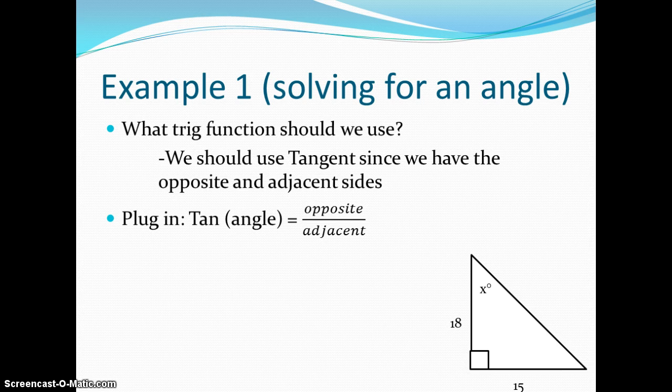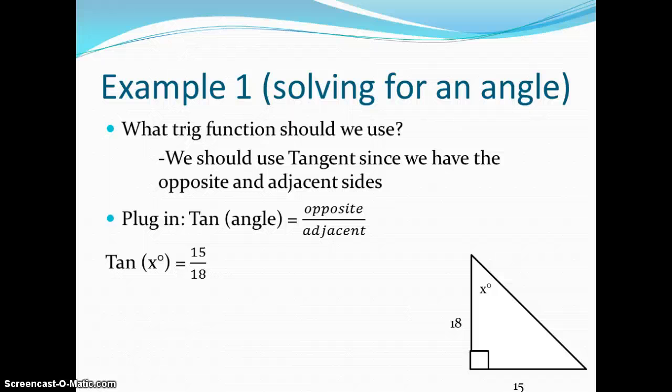So we're going to do the same thing. We plug in: the tangent of the angle equals opposite over adjacent. So we'll have the tangent of our angle, which is what we're trying to find, so x, equals 15, which is the opposite, over 18, the adjacent.